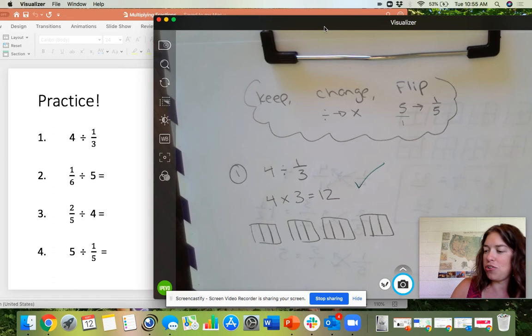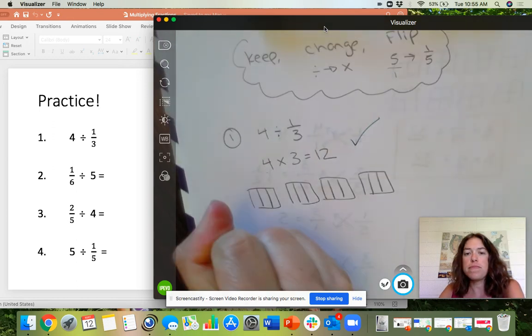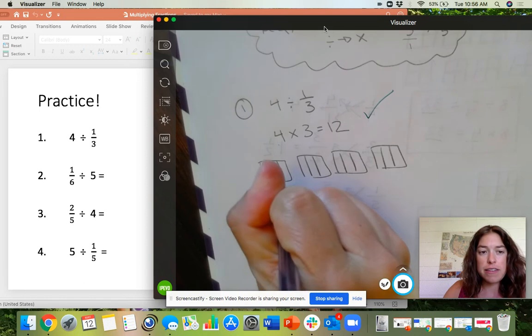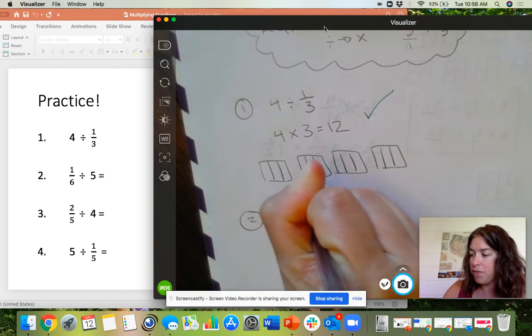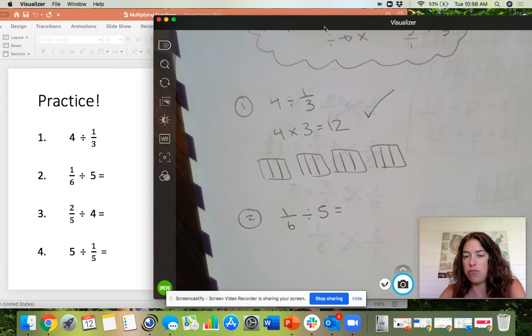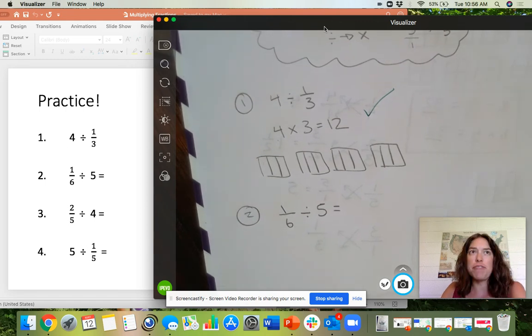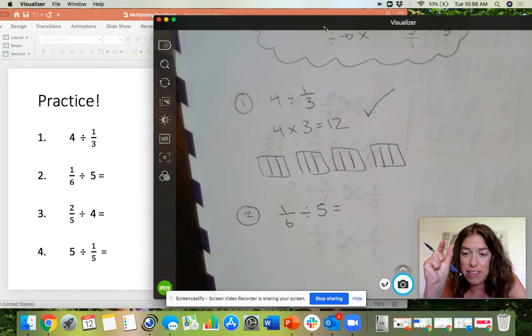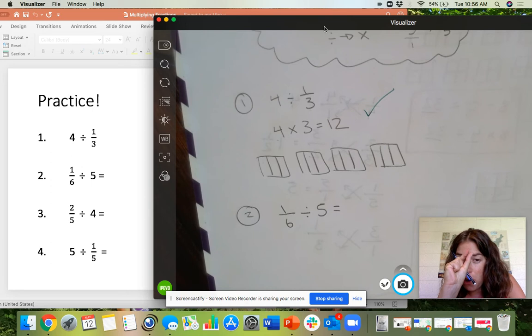All right, let's try number 2. Go ahead and copy it down the way it's written. 1/6 divided by 5. All right, this is where most scholars tend to get stuck. And you suddenly think, oh, I want to flip my fraction and make it into 6. Do not get tricked. Remember, in our model, this would be like starting with a piece that's only 1/6, and we have to share that with 5 people. So I know that my final answer is going to be getting smaller.